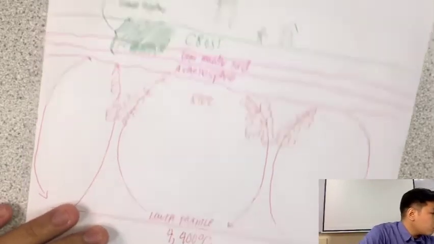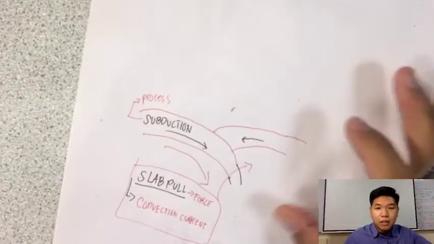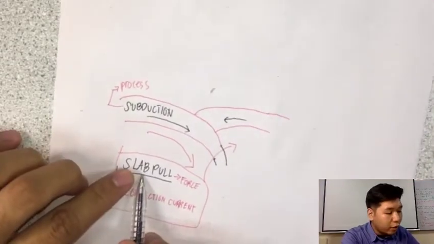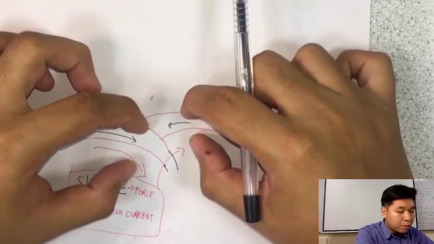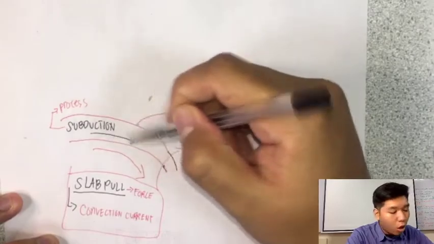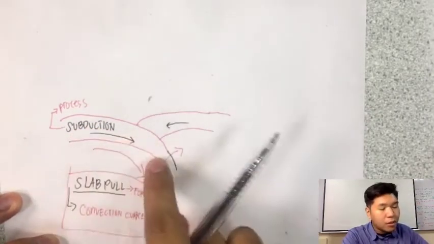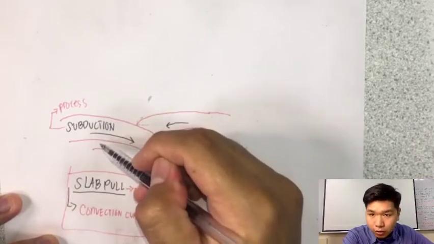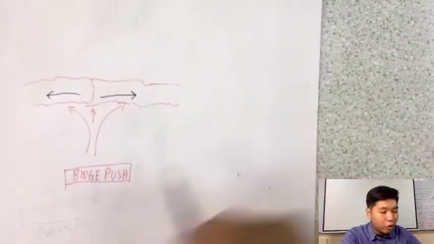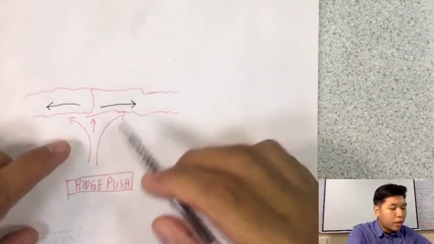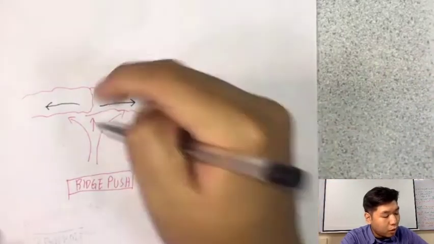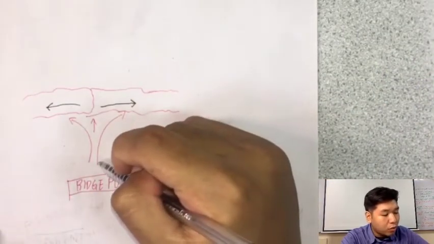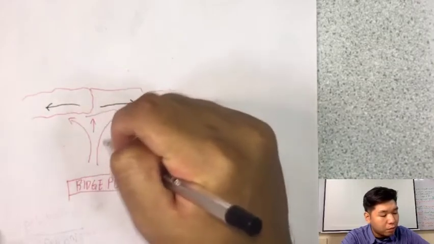Okay? So, the first force is called the slab pull over here. Slab pull occurs when there is collision between two tectonic plates. And when two tectonic plates collide, one will sink, and the process of sinking is called subduction. Okay? Next, the other force is called ridge push. When two tectonic plates are moving away from each other. Okay? This is caused again by the mantle, by the hot rocks of the mantle pushing up towards the lithosphere.